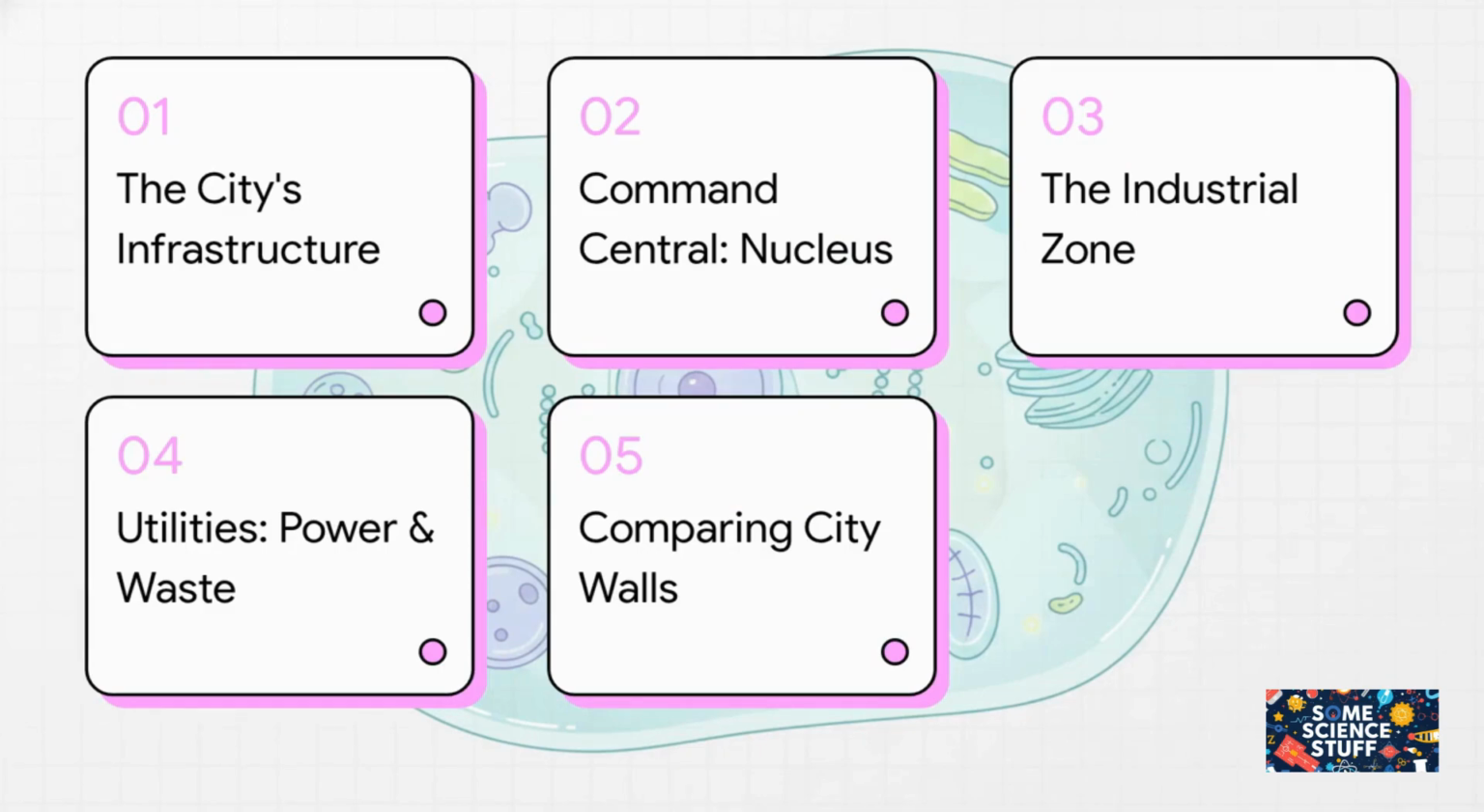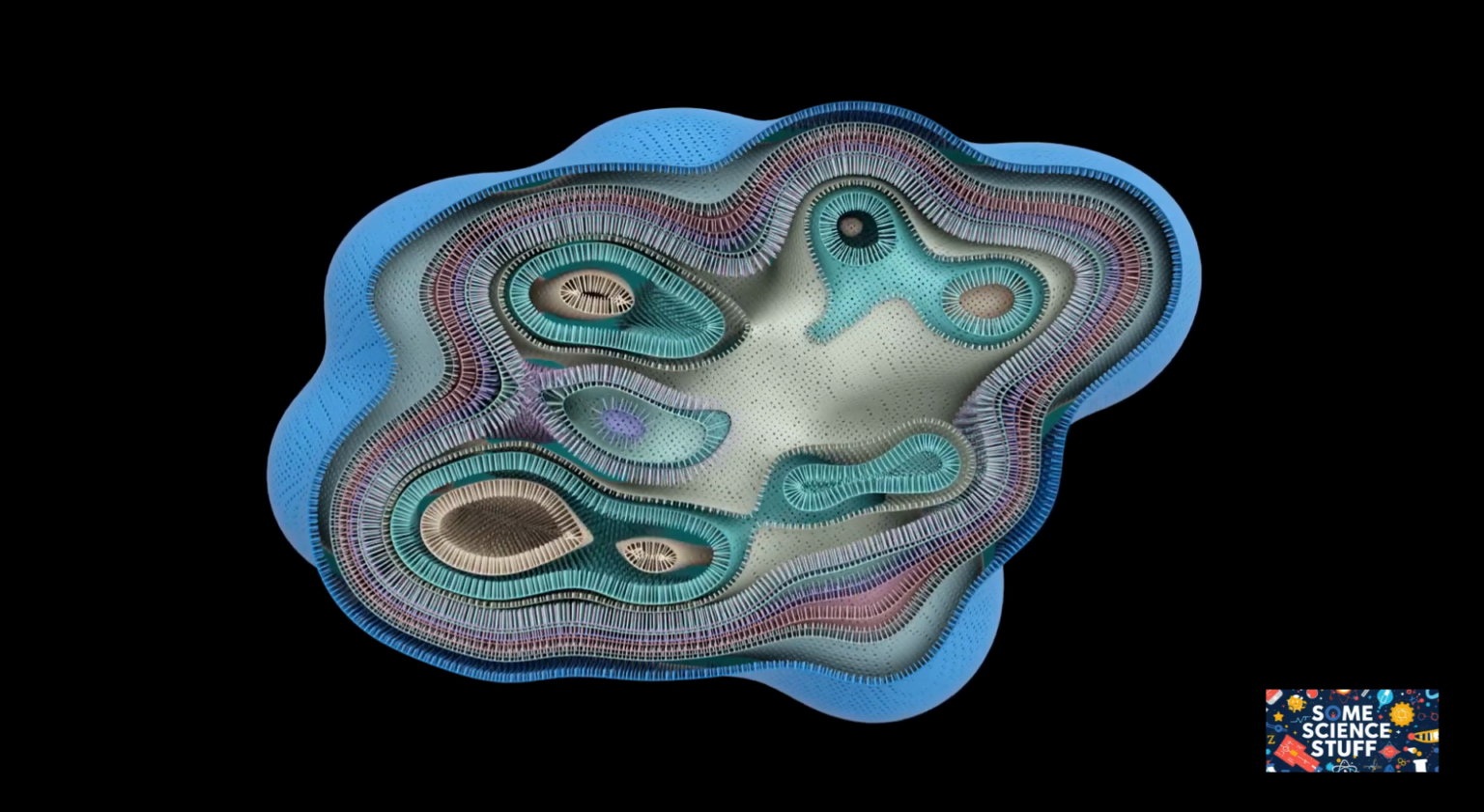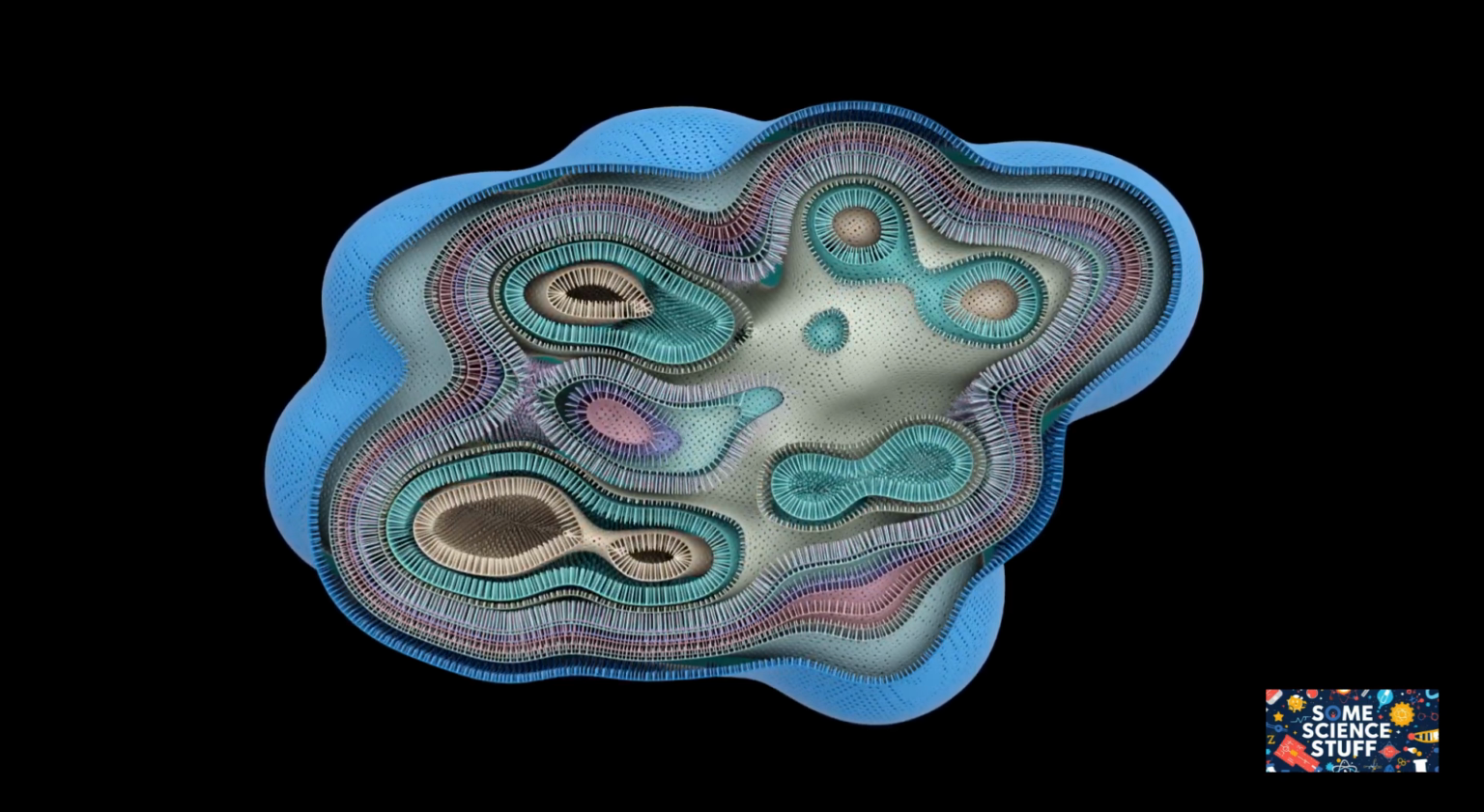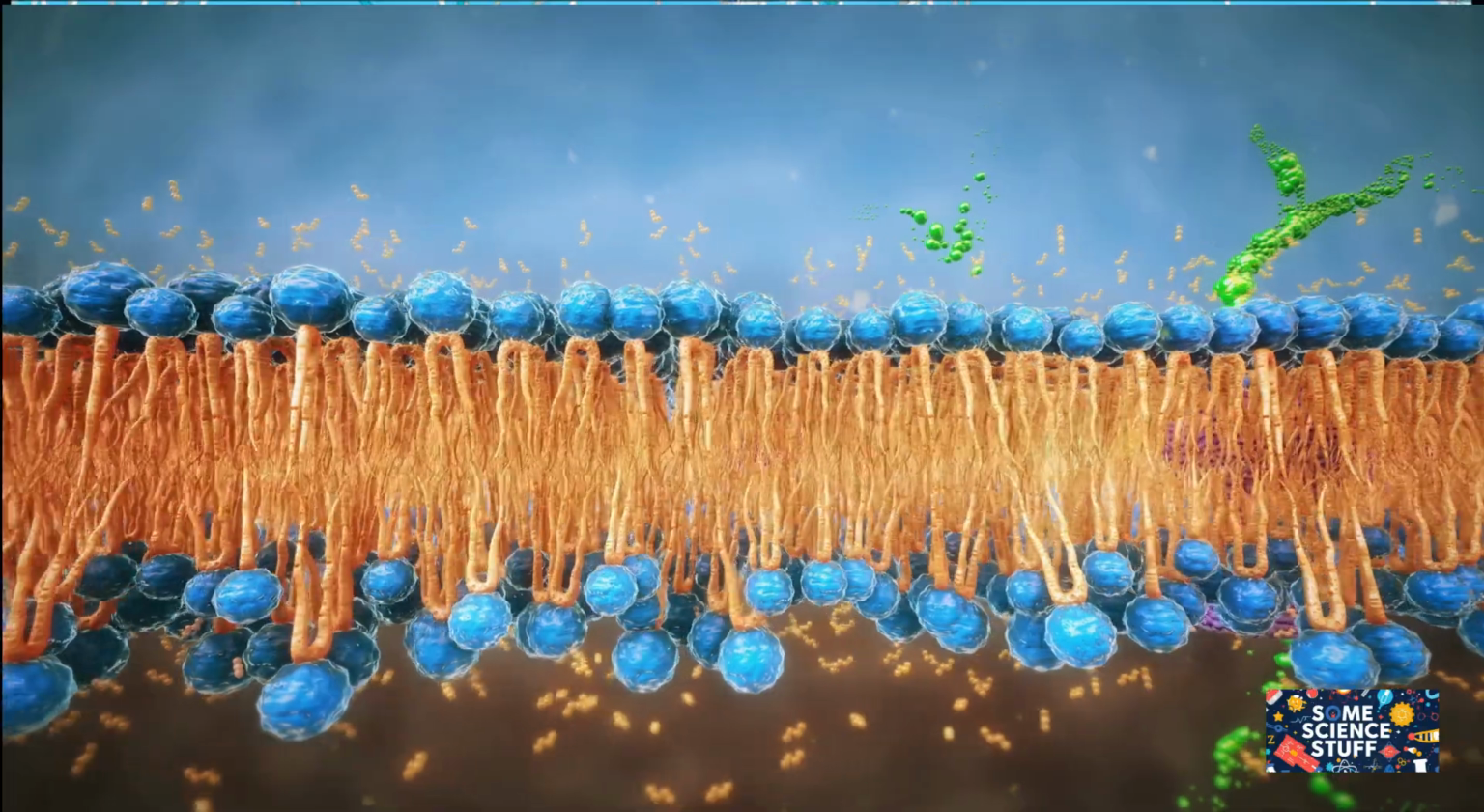So, here's our tour itinerary for today. We'll start with the city's basic infrastructure, then head straight to Command Central, that's the nucleus. After that, we'll explore the industrial zone, check on the power and waste utilities, and finish up by comparing the city's key defensive walls.